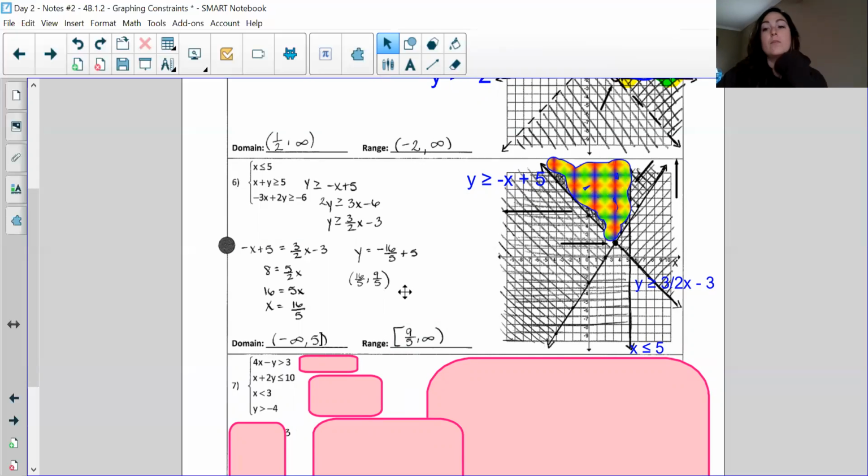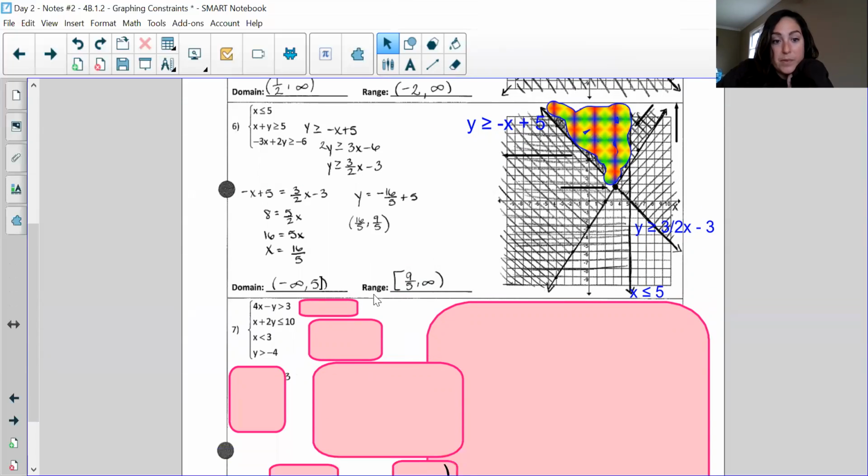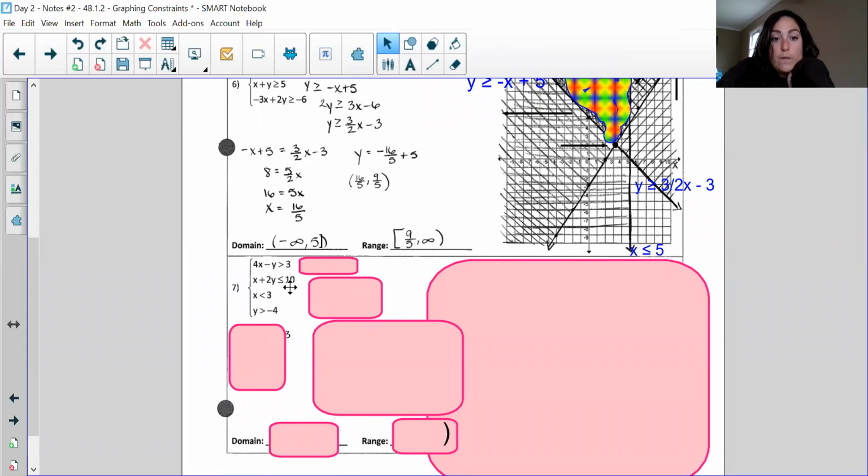All right, and then our last example: 4x minus y is greater than 3. Solve for y, and we get y is less than 4x minus 3. Because don't forget, when you divide or multiply both sides by a negative, you have to flip the inequality sign to make up for the change in positive negative sign.